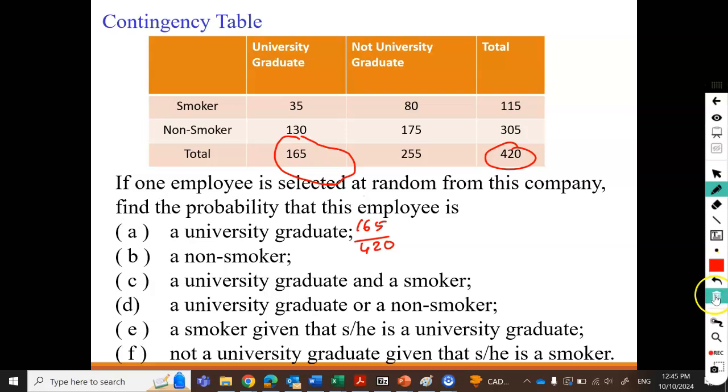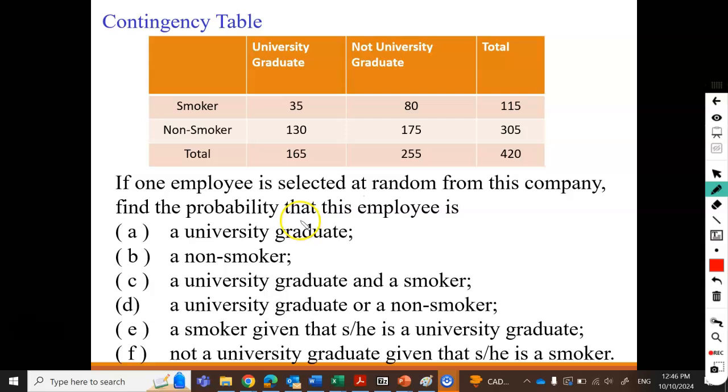Next is, what is the probability that this employee is a non-smoker? So the total number of non-smokers is 305. So we can see 305 out of 420, and we can write it as 305 out of 420.